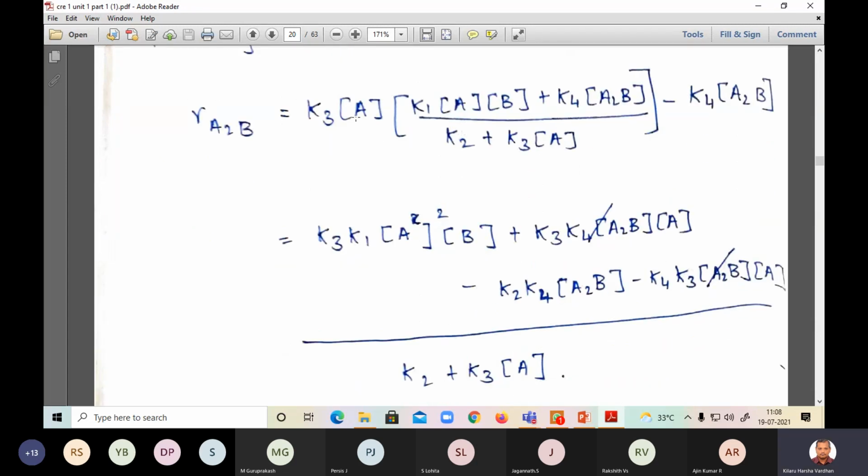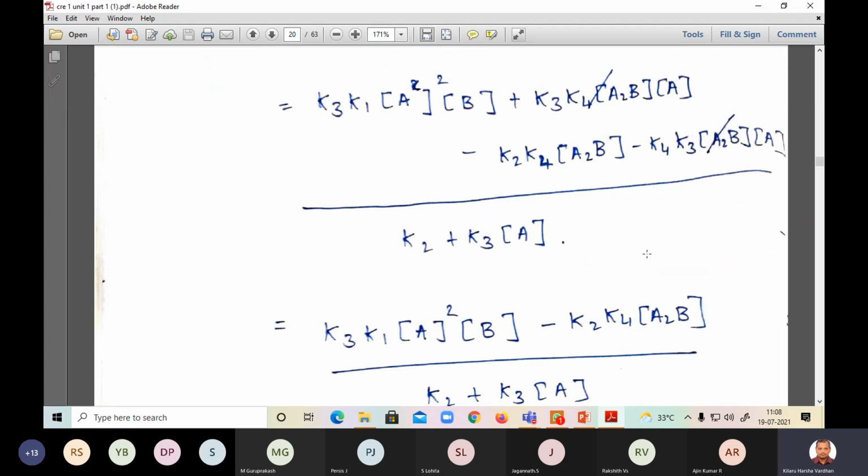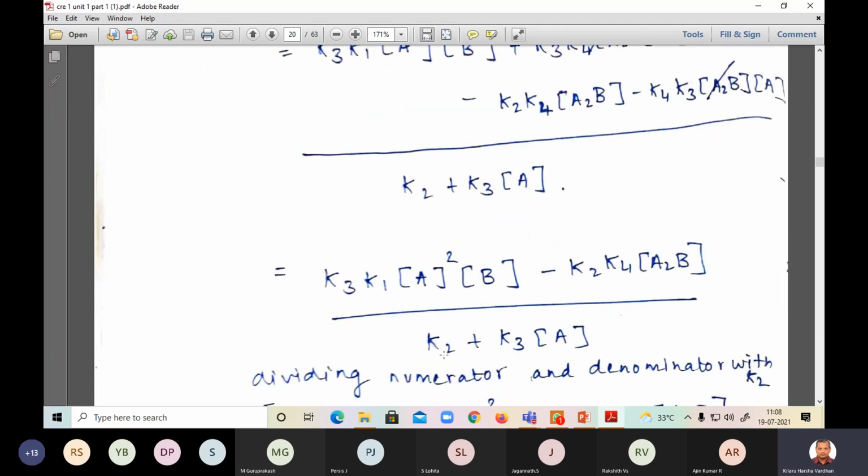If you multiply K3A into K1AB, this A into A multiplies together to give you a square. K3A into K4 A2B into A. Now if you multiply here K4 K2 A2B, K4 K3 A into A2B, this plus and this minus both get cancelled out. You get two terms in the numerator and two terms in the denominator.